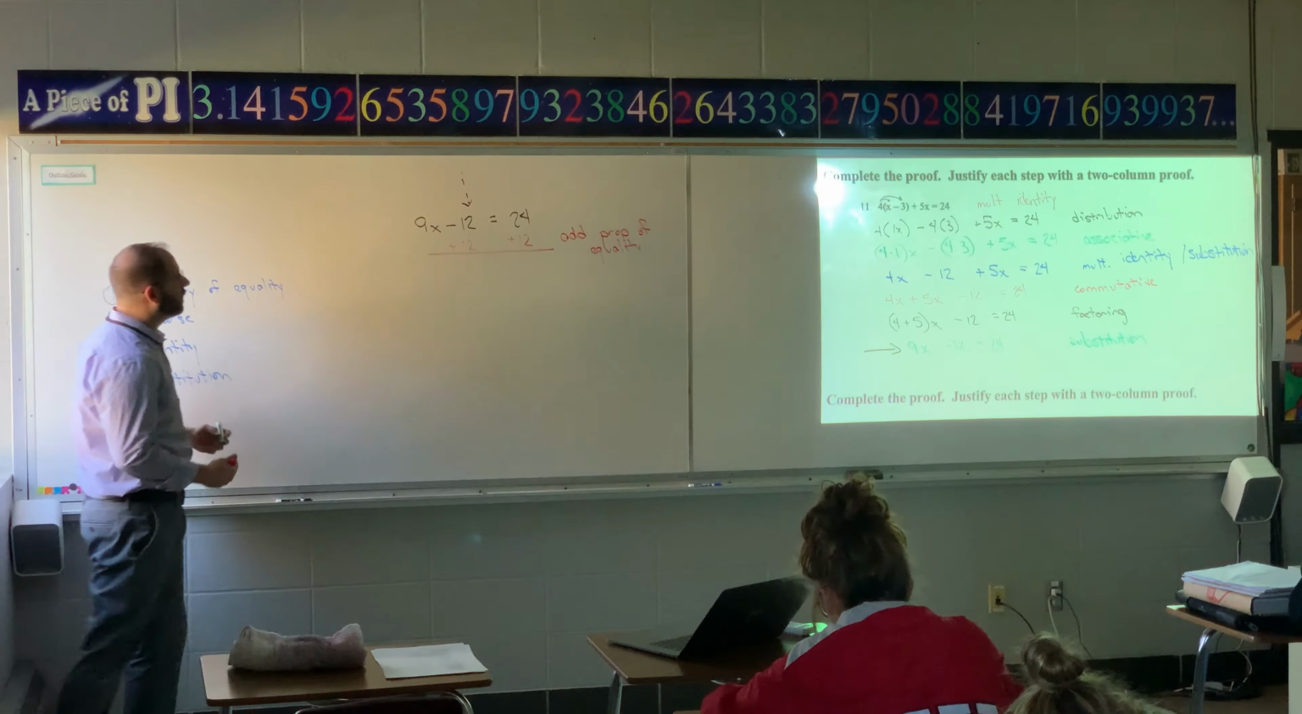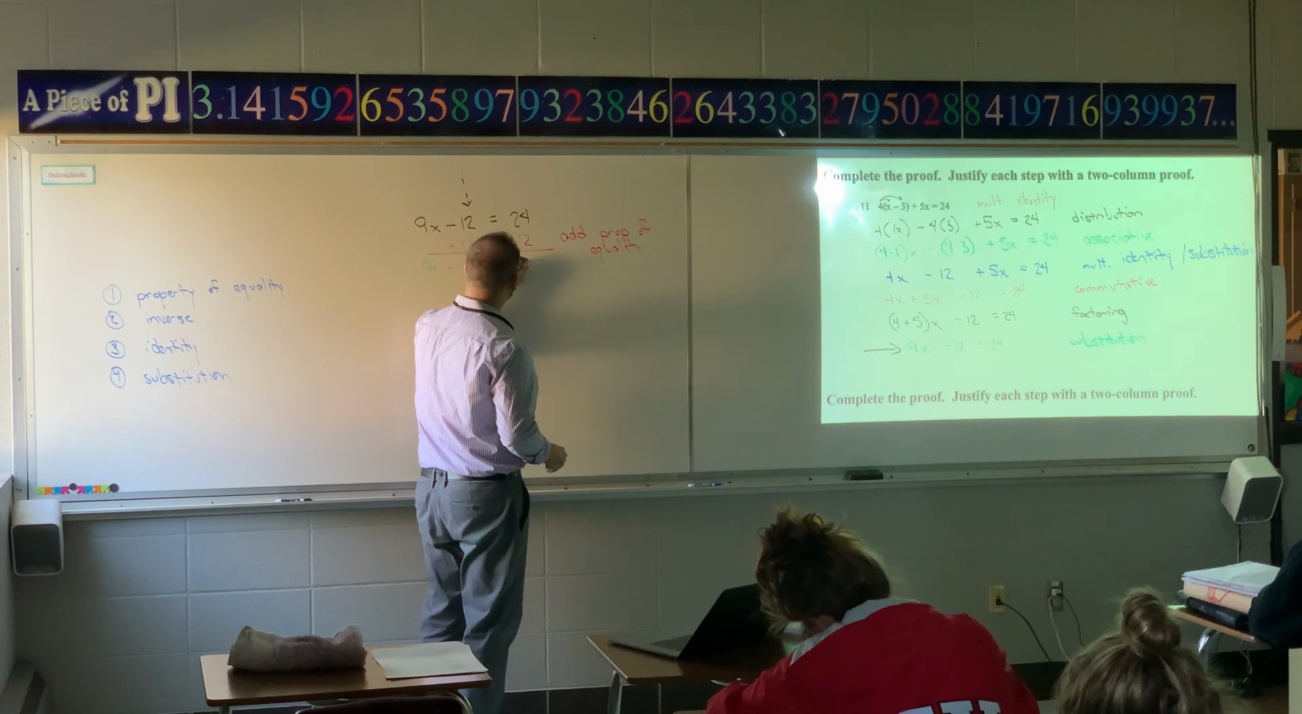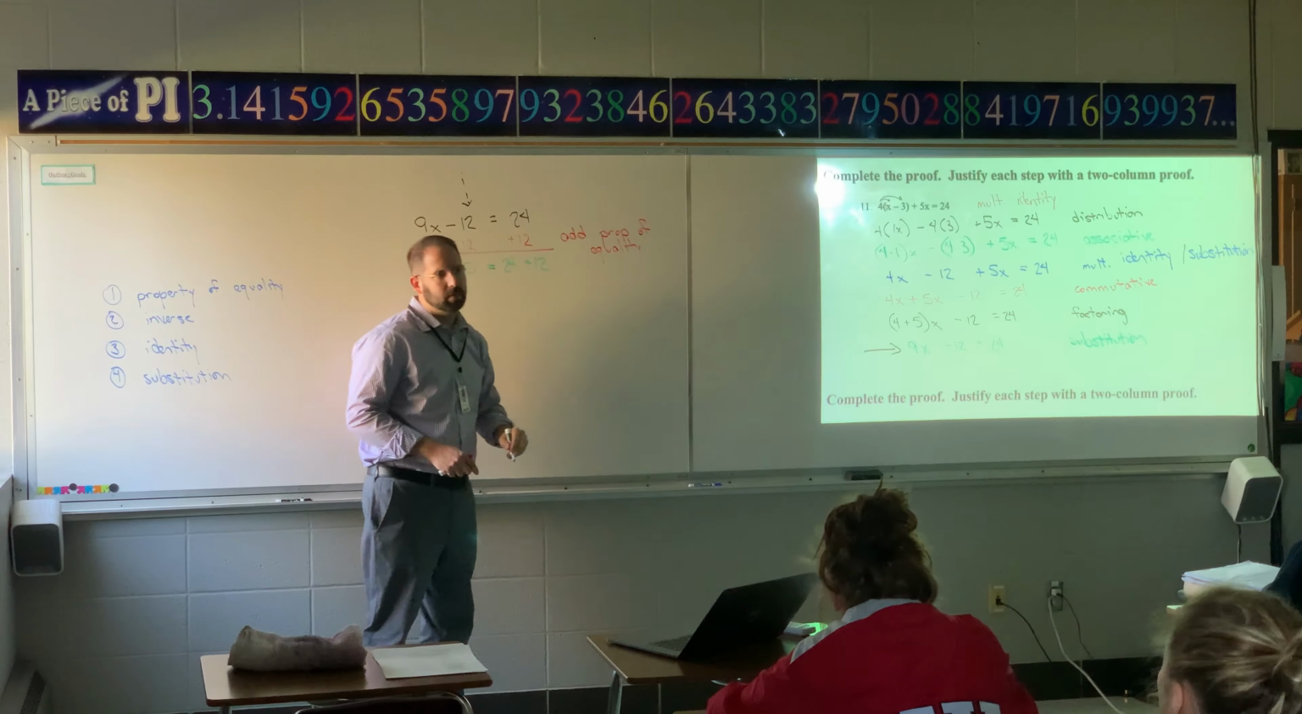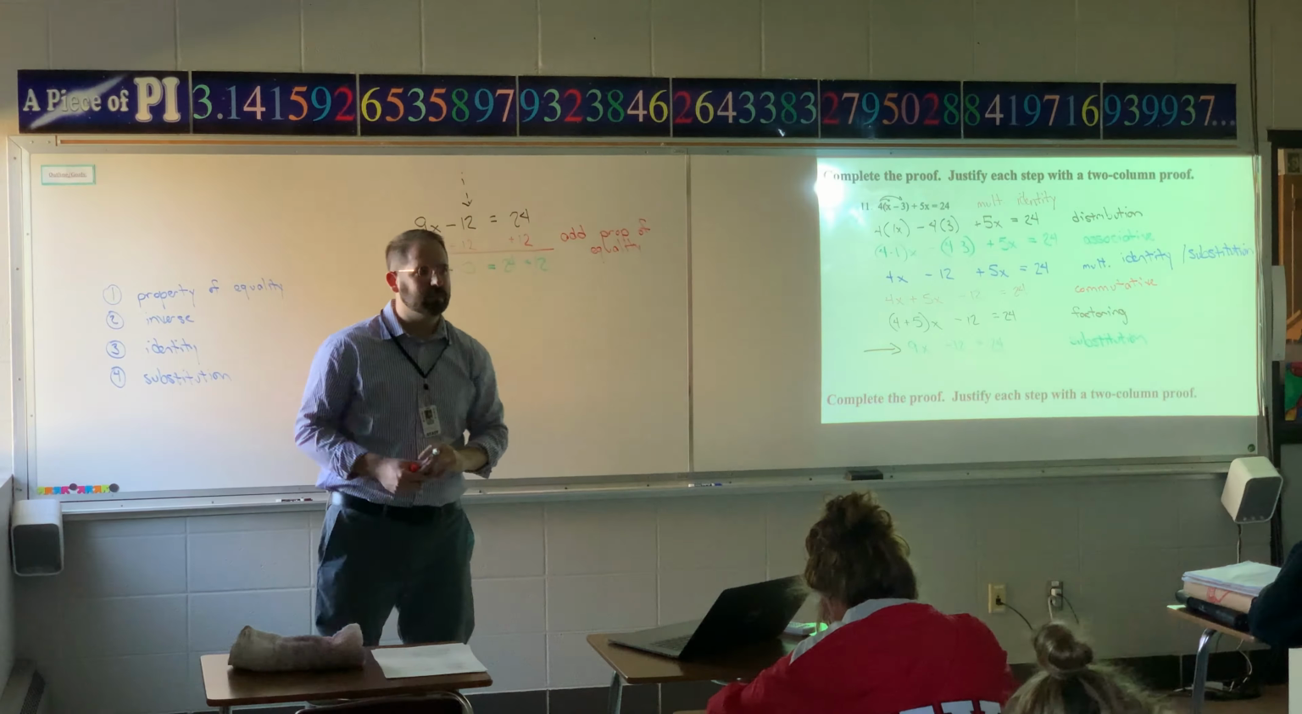Well, the inverse is taking negative 12 plus 12 and making 0. There are 2 types of inverses. Which inverse makes 0? Look at your property sheet. Nope, that's an identity. I'm doing the inverses. Property of opposites.